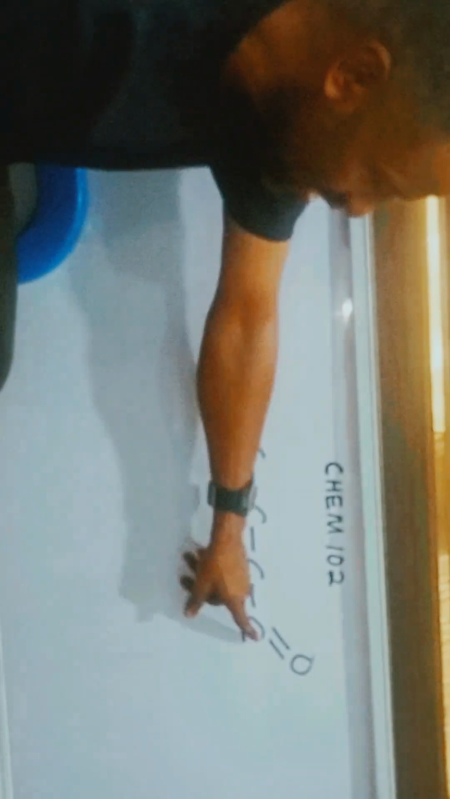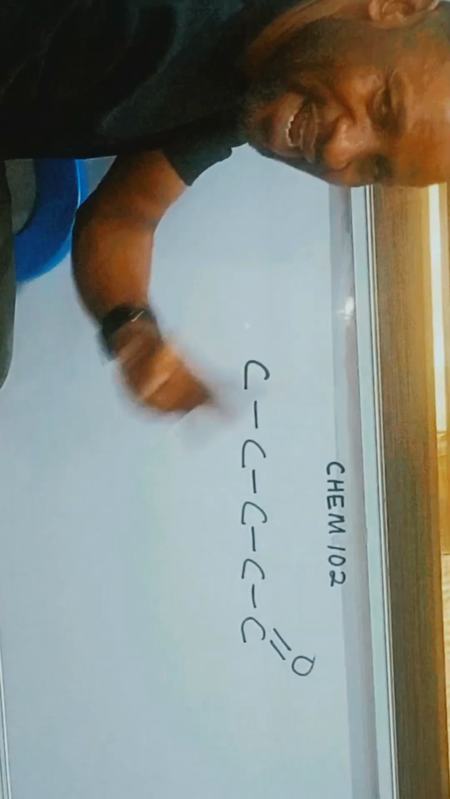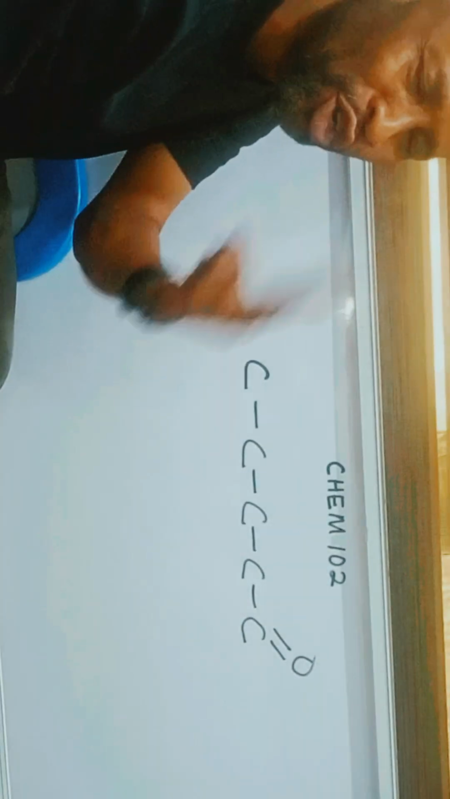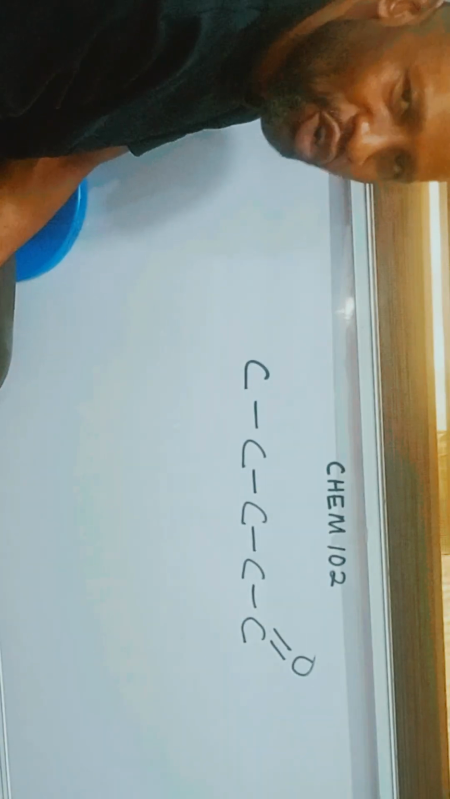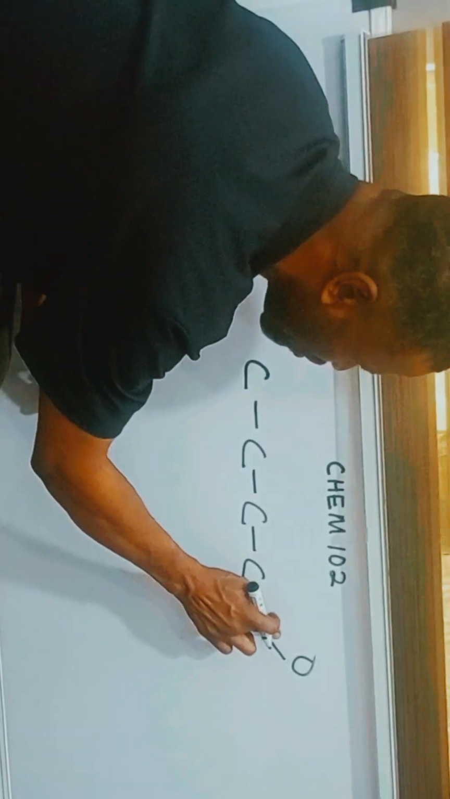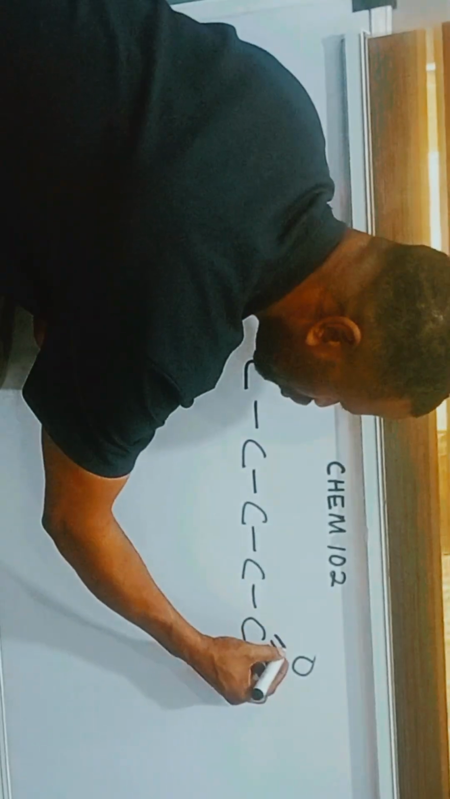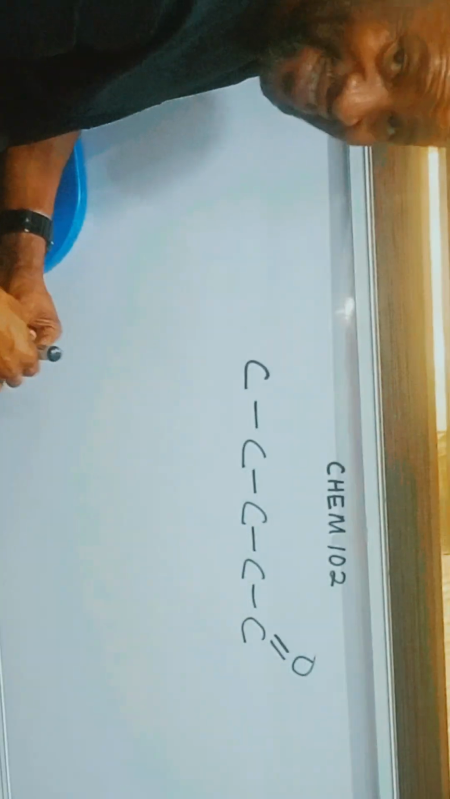Please, in organic structure, anywhere you see oxygen, it must be surrounded by 2 bonds. Anywhere you see oxygen, that oxygen atom must be surrounded by 2 bonds. The reason is that oxygen has a bond order of 2. Is that okay? So I cannot write CO like this and connect oxygen with 1 bond. No, it's not allowed. Bond order of oxygen is 2.